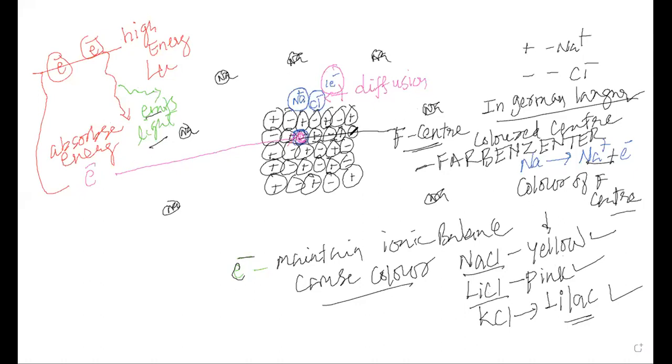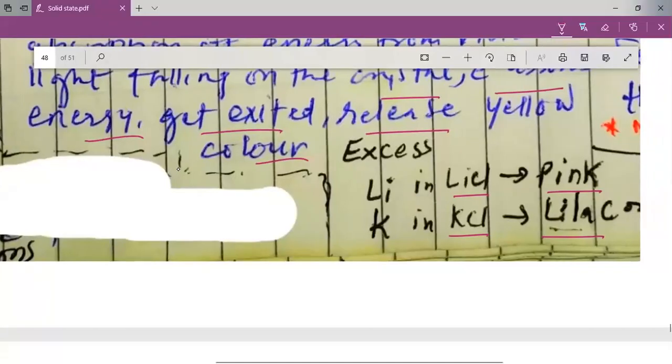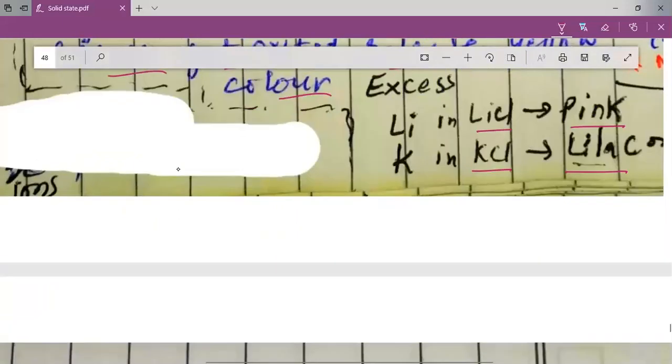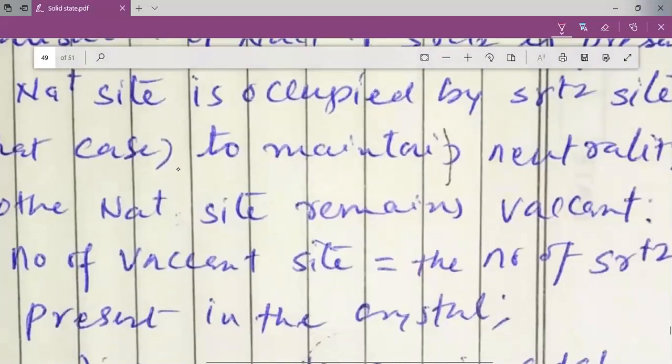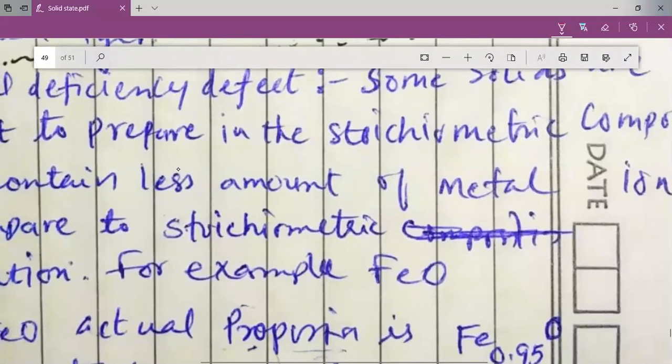And this colored center in the crystal is known as F center because in the German language it is known as the Farben-Center. So this is how, my dear students, we study the defect due to the anionic vacancy. Please understand that this is how we study the anionic vacancy.